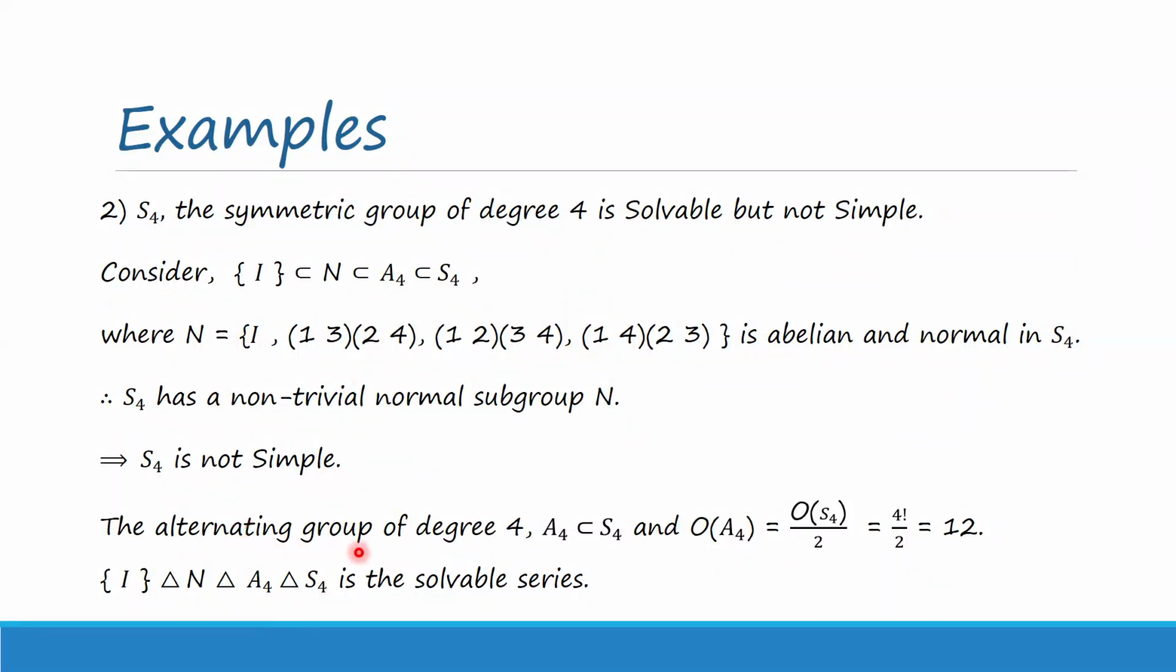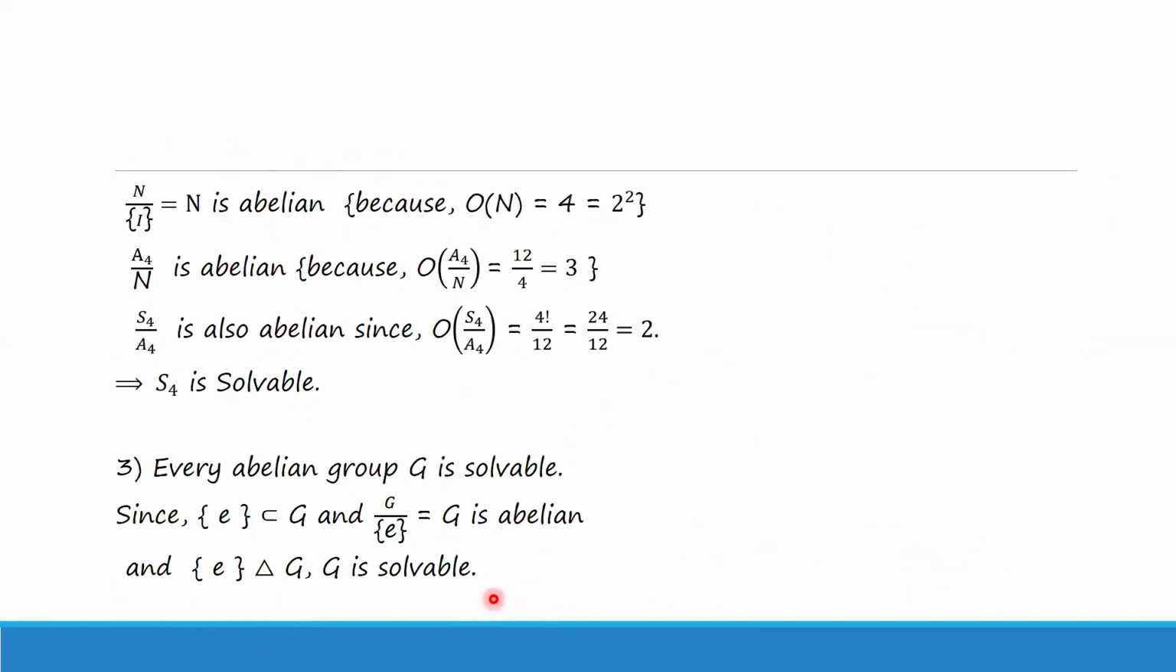Next, the alternating group of degree 4, that is A4, is contained in S4. And what is its order? That is the order of S4 divided by 2, that is 4 factorial by 2, that is 24 by 2, which gives us 12, right? And I is normal in N. N will be normal in A4. A4 is normal in S4. E is the solvable series for S4, right?